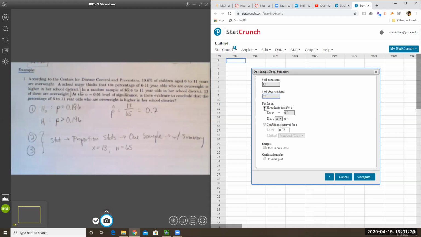And then we want to run a hypothesis test. We don't want a confidence interval this time. We want a hypothesis test. So we need to state our null and alternative hypotheses. The null hypothesis was that p equals 0.196. You'll notice that when you change this number, it automatically changes. And then we wanted this to be a right-tailed test, not a two-tailed test. So I'm going to change this so that it's a right-tailed test. Okay, and then that's it. We're ready to run this test. You don't need to change this level down here. This is only if you're constructing a confidence interval, which we're not trying to do right now. So we're ready. We'll just go ahead and hit compute.